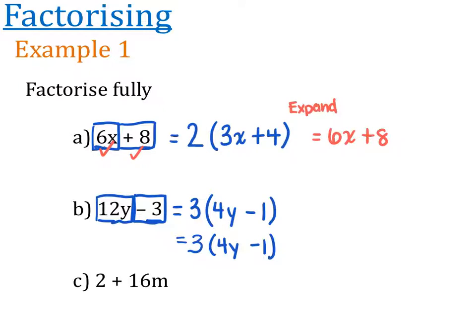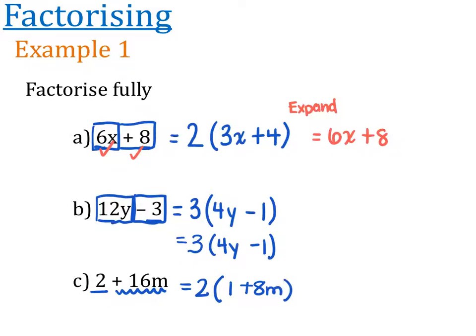All right, let's try one last question. This one, the letter is in the second term, not in the first term, but it doesn't make any difference. So 2 and 16, those are both even numbers. So the number that they have in common is 2. And then I'm going to ask myself, 2 divided by 2 is 1. And then 16m divided by 2 is 8m. And then there we go. That's it. The question's done.